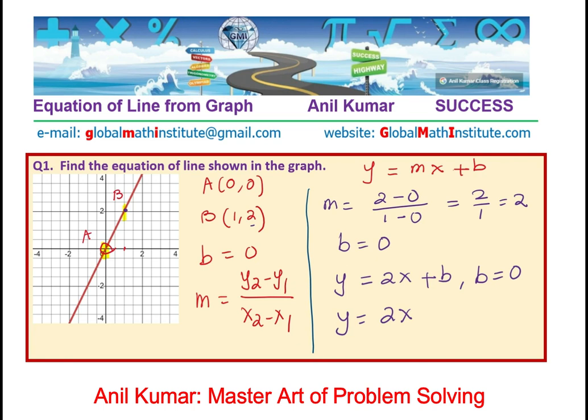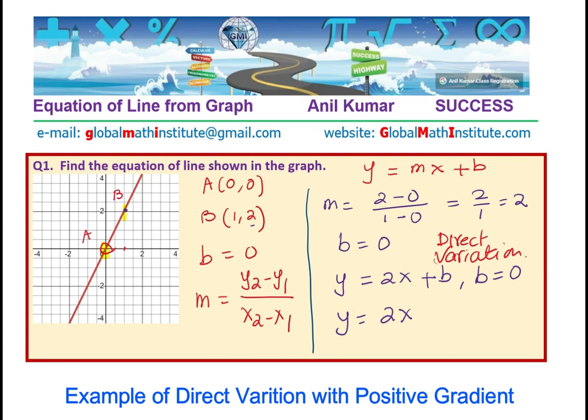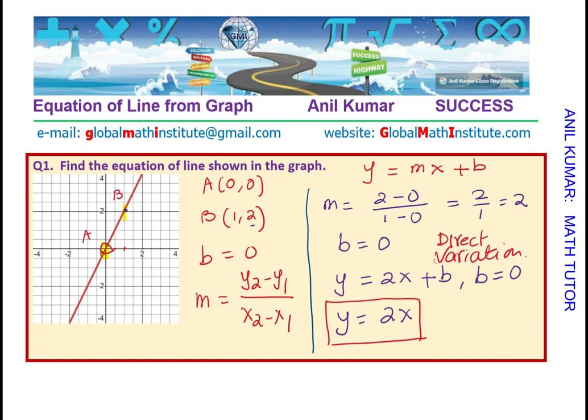Well, this is also known as direct variation, right? Whenever a line goes through the origin, it is also called direct variation. So sometimes in application questions, we may use that term. But anyway, we found the equation. Any line going through the origin will have the y-intercept at the origin, right? So b is 0. Let's take up the next example.